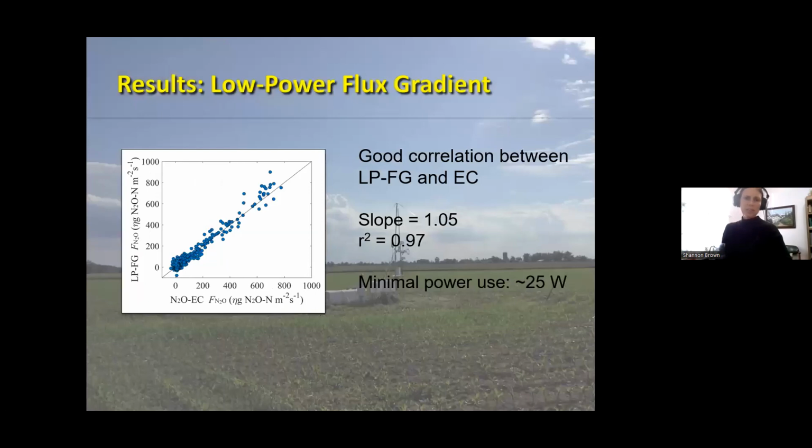In comparing results, there was a very good correlation between the N2O flux measurements of the low power flux gradient and eddy covariance system. And this was all done with a minimal power use of the low power flux gradient system, using only about 25 watts during that period. So overall, it was good results to see, no significant over or underestimation, and again, that good correlation.